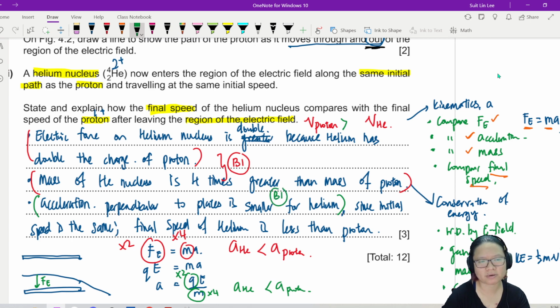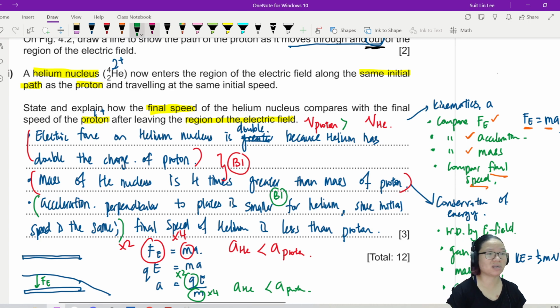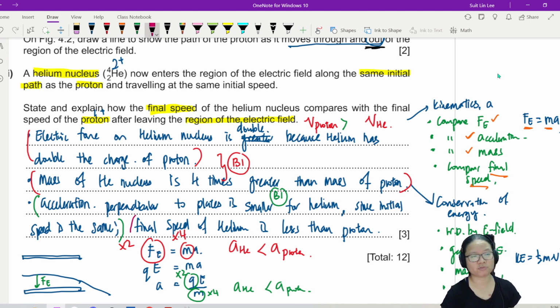This is 1 mark. And then you conclude, especially you probably need to mention the initial speed is the same. Because if the initial speed is not the same, we cannot say that helium is slower. Because the initial condition is the same, that's why we can say helium is slower, because the acceleration for helium is less. So finally, the speed of helium is less than speed of proton.